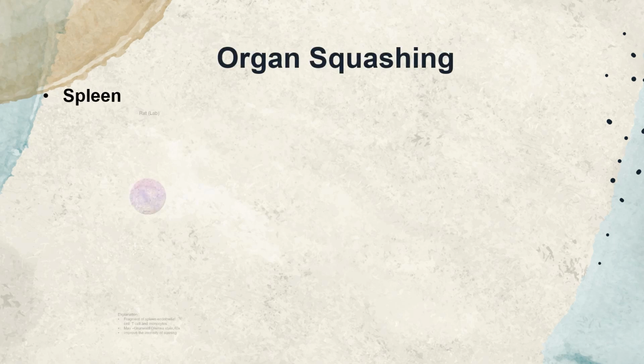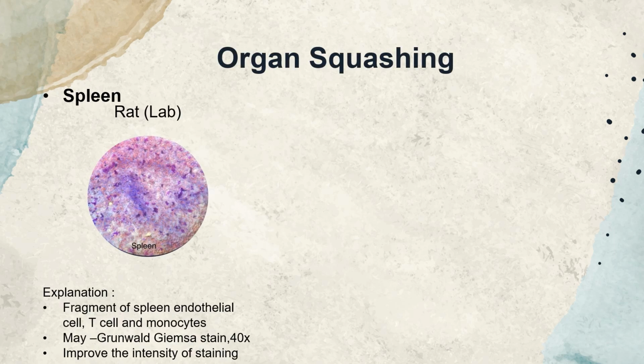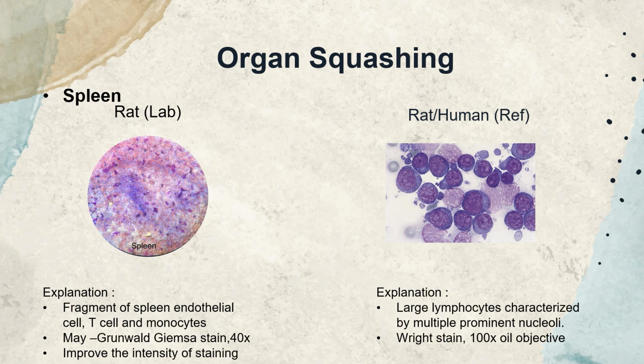In the spleen, fragments of spleen endothelial cells, T-cells and monocytes can be seen under the microscope at 40 times, with May-Grunwald Giemsa stain. To get a better result, improve the intensity of the staining. You can see from the reference picture large lymphocytes characterized by multiple prominent nucleoli using Leishman staining under 100 times.